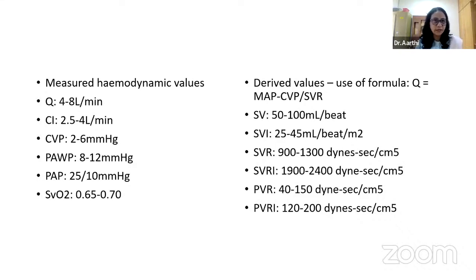Also the mixed venous oxygen saturation and central venous oxygen saturation can be obtained using the pulmonary artery catheter. From these measured variables, the derived variables like stroke volume index, systemic vascular resistance, and pulmonary vascular resistance are calculated using the formulas.